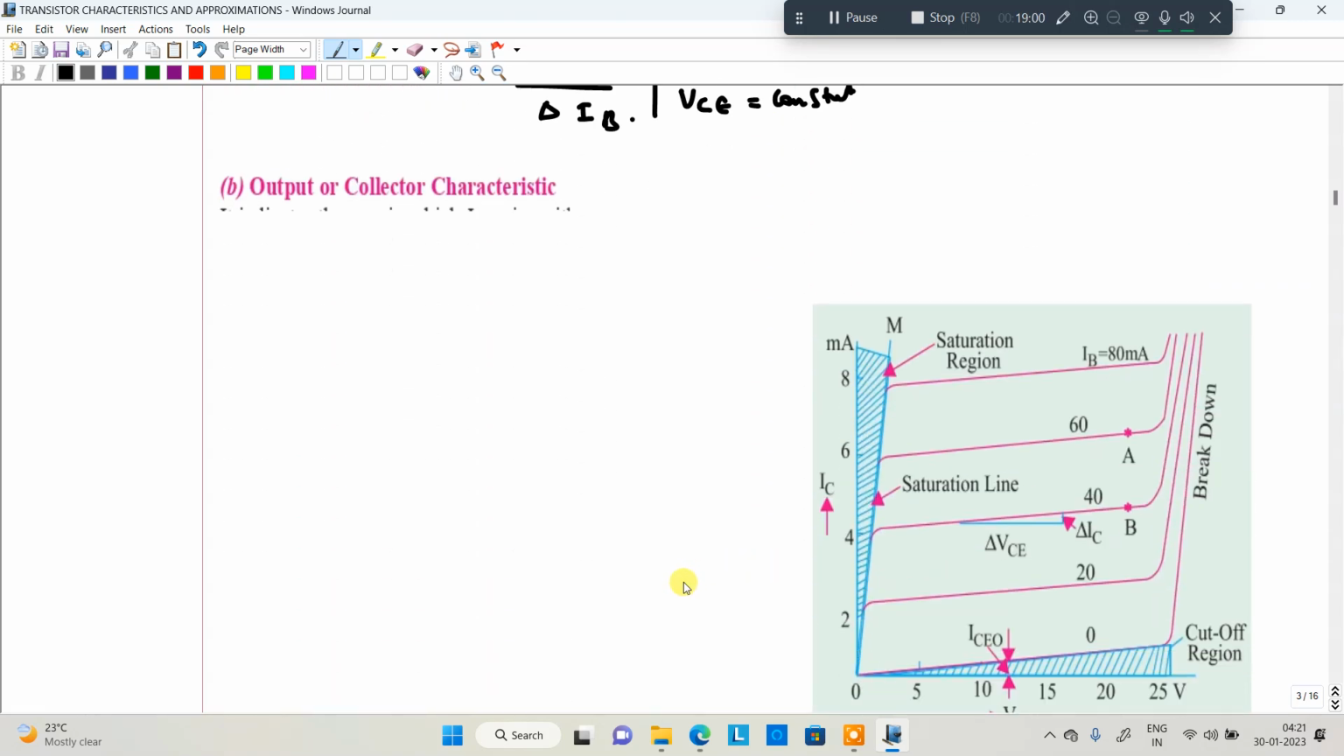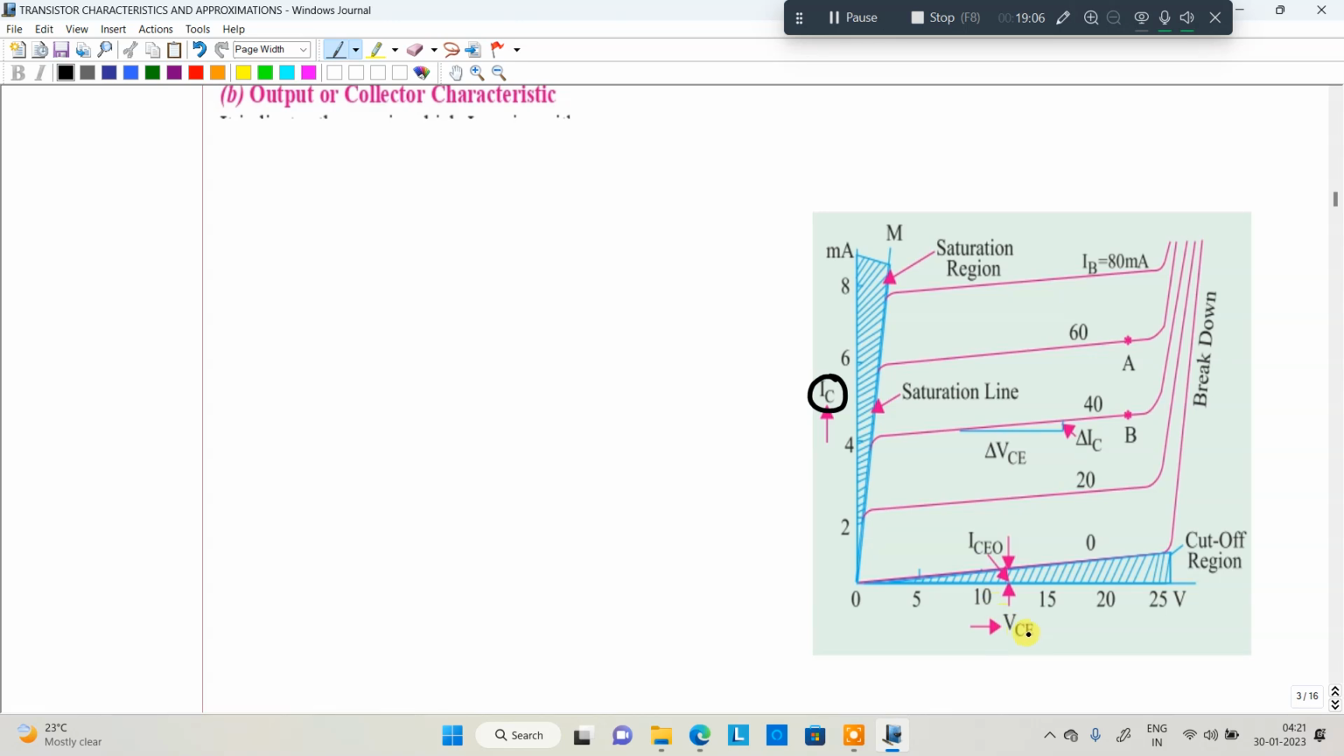The output characteristics are drawn between the output current, that is IC, versus the output voltage VCE, but the base current, that is IB, is a constant. So the characteristics are drawn between VCE versus IC, keeping IB constant. This is what you need to do.